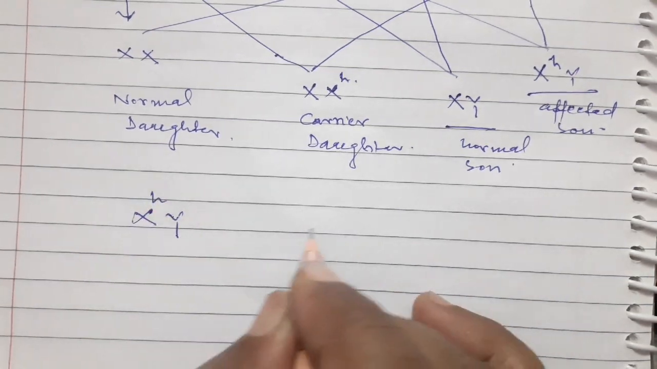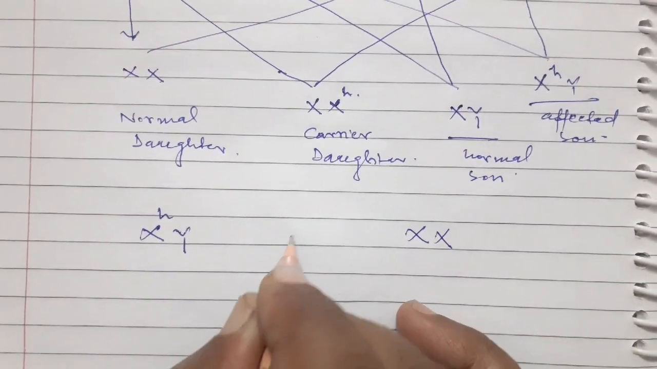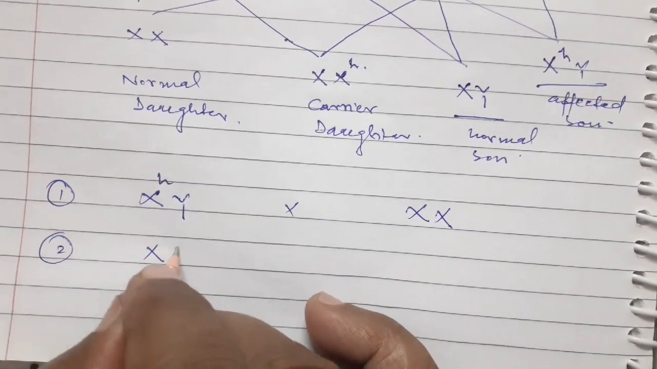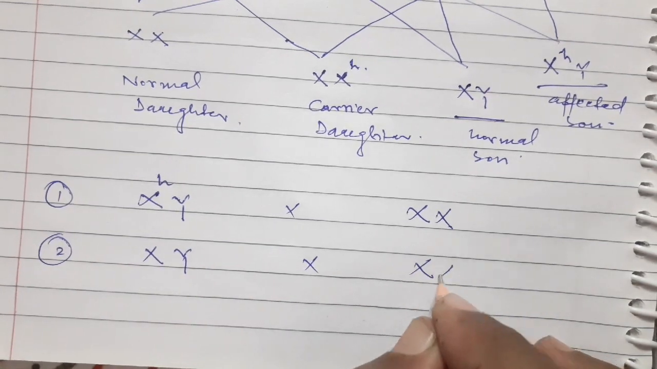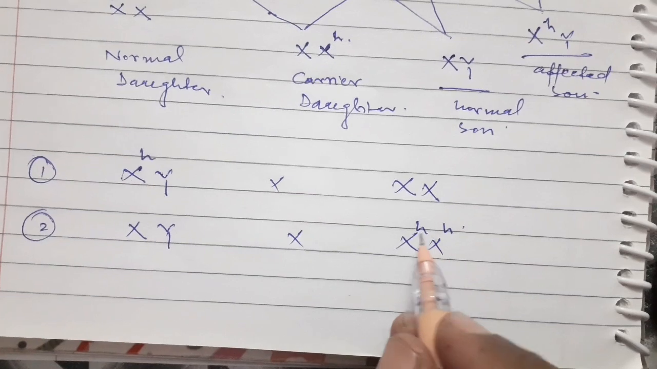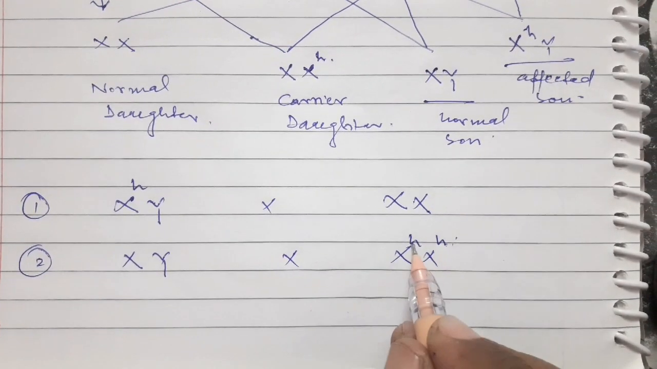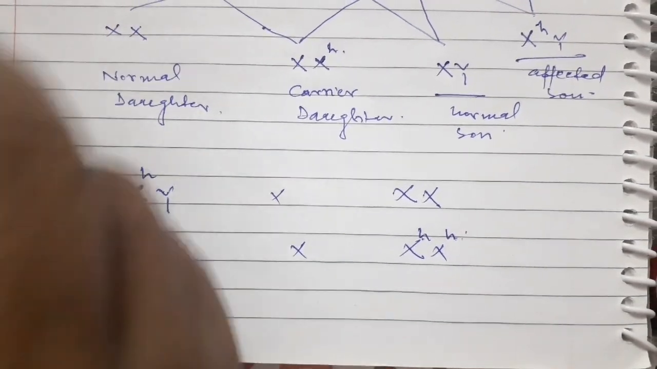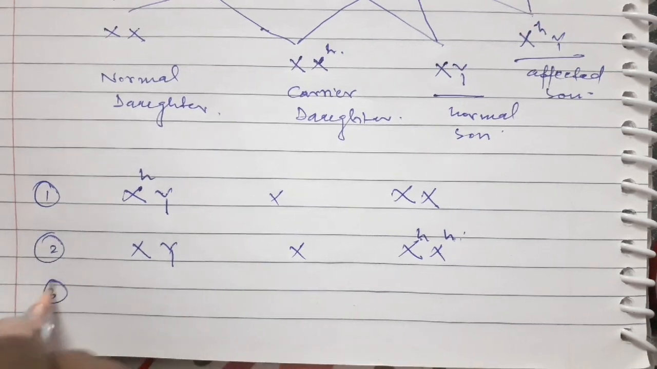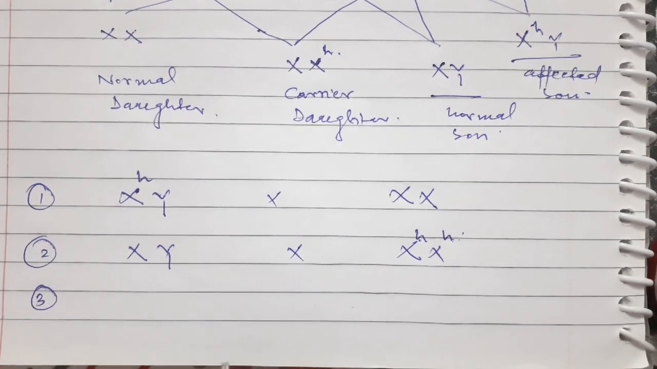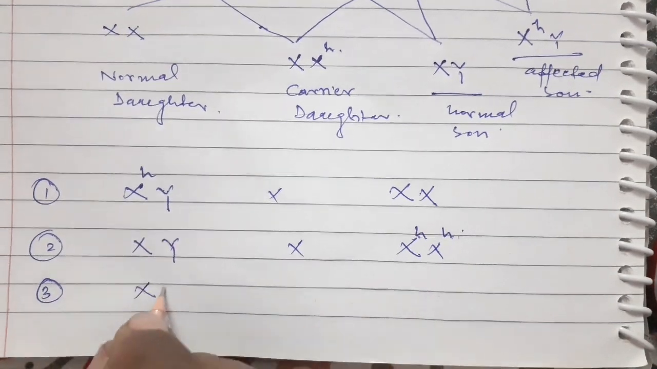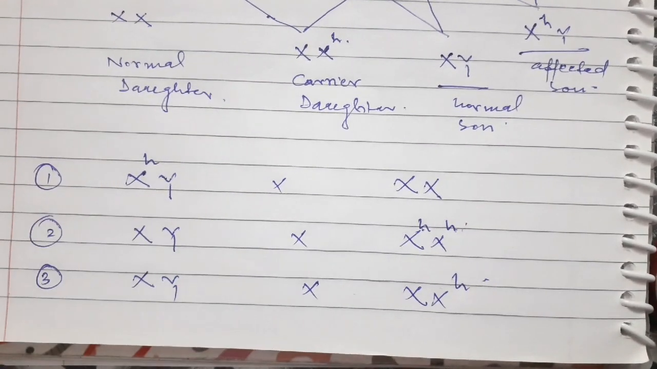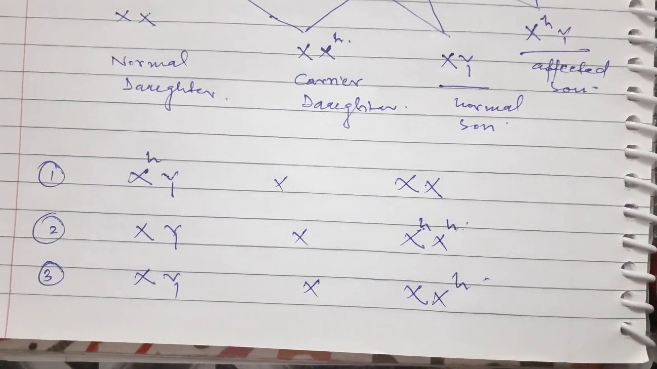Father is affected, mother is normal, one cross; another cross, father is normal, mother is affected. If mother is affected, then the gene of haemophilia will be located on both the chromosomes. And the third category, as I have explained above, the crisscross mechanism, that is, father is normal, mother is carrier. In this way, haemophilia can be explained.